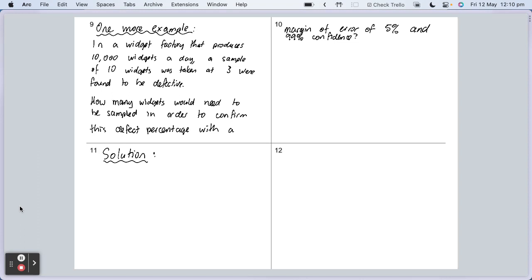So now we've got a target margin of error, and we need to work out what our sample size is based upon that target. We also need a confidence level. So let's just say we want a confidence level of 99% and a margin of error of just 5%. Okay? Am I making sense so far? Anyone got any questions about the setup?